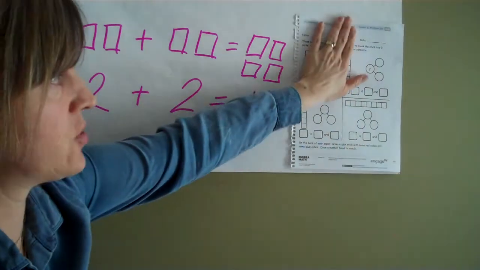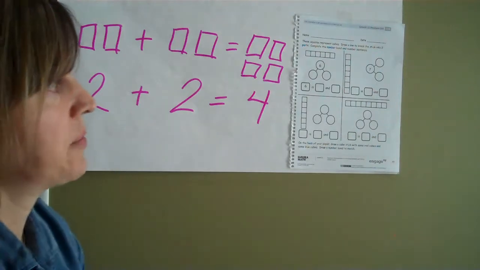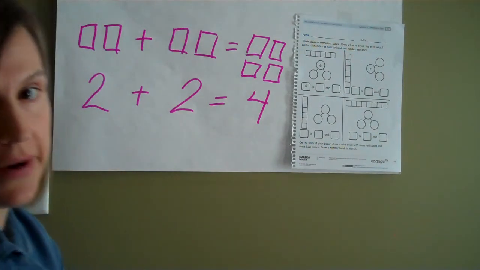Now the actual module page is up here, so I'm going to move my camera so you can see it better. So on the module page, it's talking about, again, those squares, but they've added some number bonds onto these. So these squares represent cubes. Draw a line to break the stick into 2 parts. Complete the number bond and the number sentence. So I can break it any which way I want to break it, and I'm going to go right up here and I'm going to break it right in half.